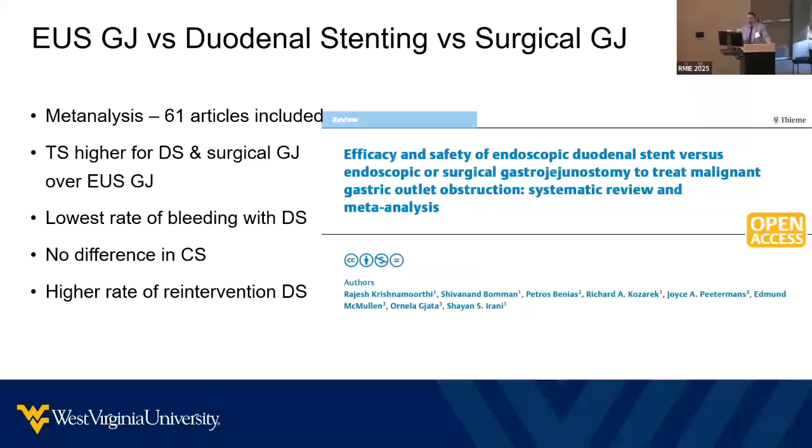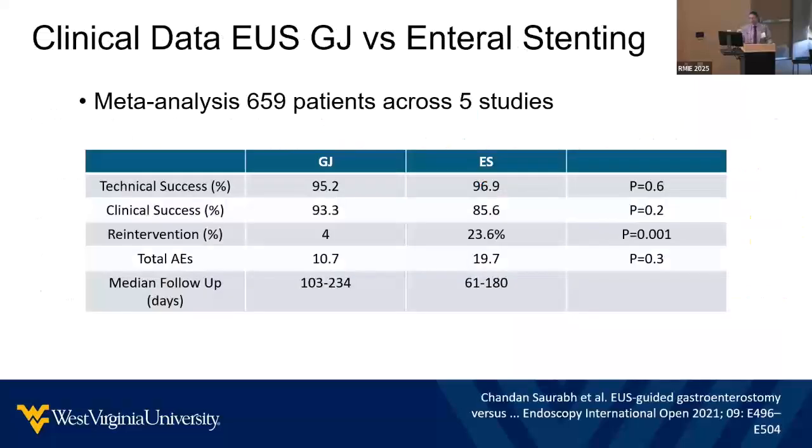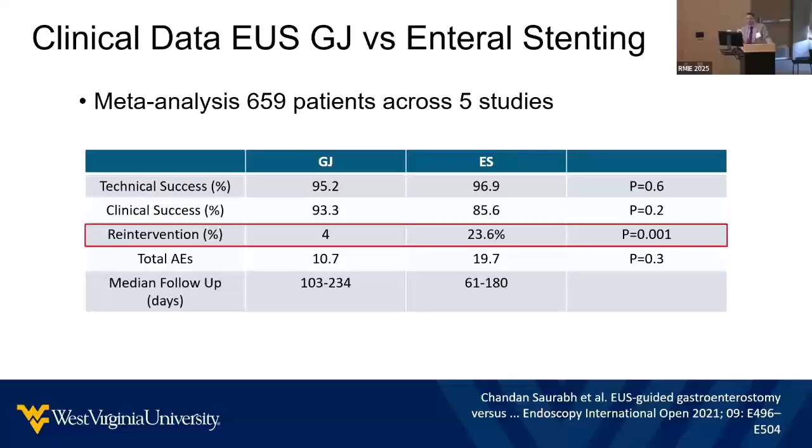When you look at meta-analyses, here's a meta-analysis of EUS-GJ versus duodenal stenting versus surgical GJ. 61 articles included. Technical success was higher for duodenal stenting, with a lower rate of bleeding, no difference in clinical success, and yes, a higher rate of reintervention. Again, this can be managed endoscopically for the most part. And then here's another meta-analysis across 5 studies, where the only difference was the need for reintervention.